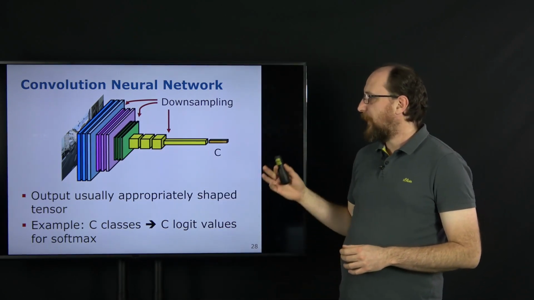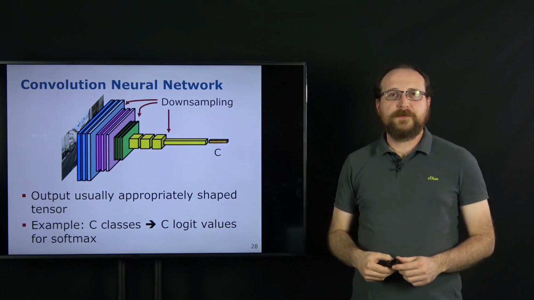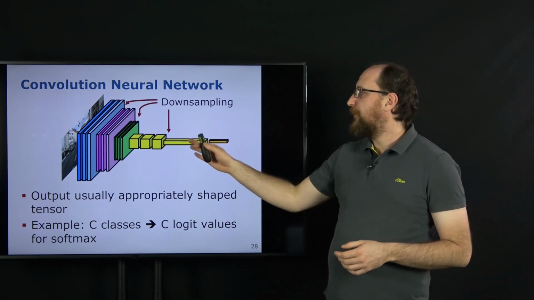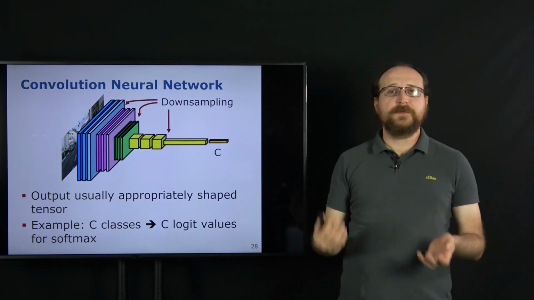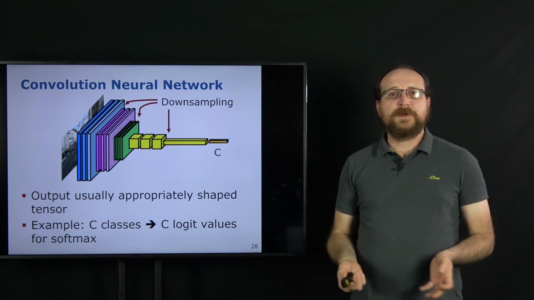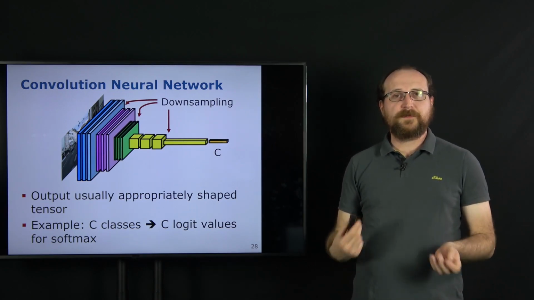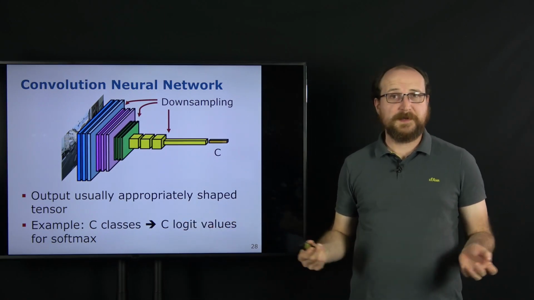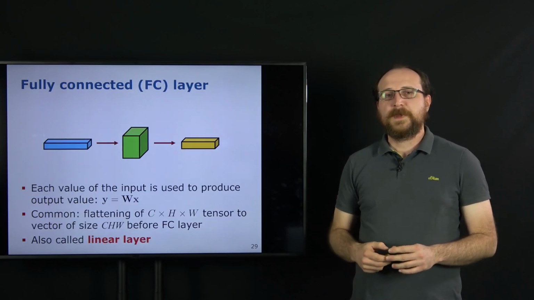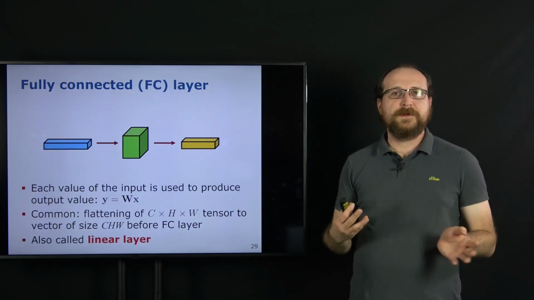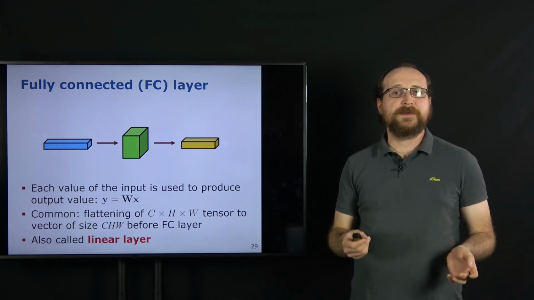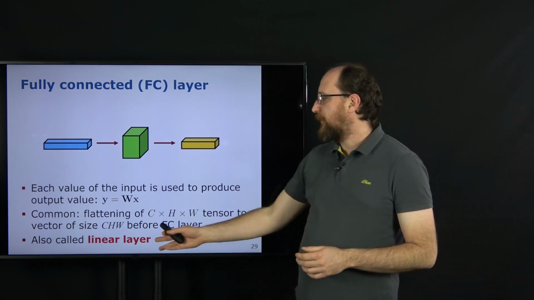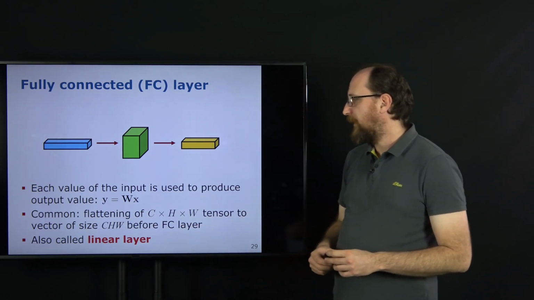And when we now want to use a convolutional network in the end to do classification, we have to transform the output from the convolutions into the output that we can use for classification. Usually for classification, we're interested in using something like softmax, and therefore we need to produce C values for C classes, for instance. The last thing that is commonly used in convolutional networks are the fully connected layers, which is basically just a matrix product. Therefore, it's usually also called the linear layer.